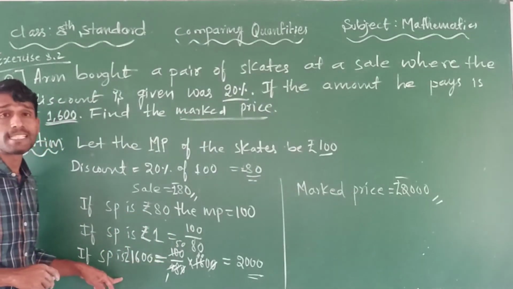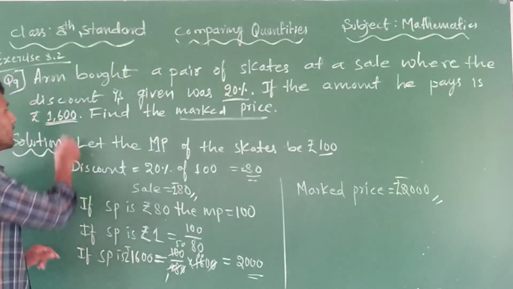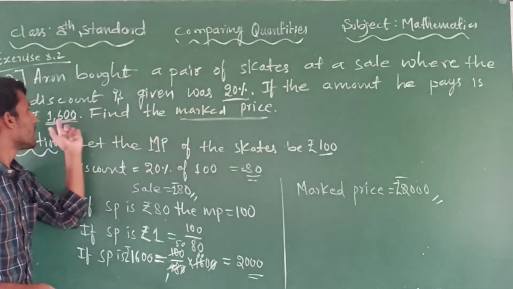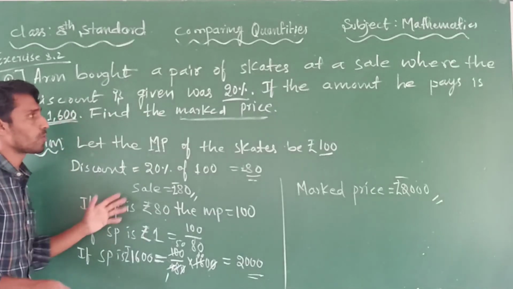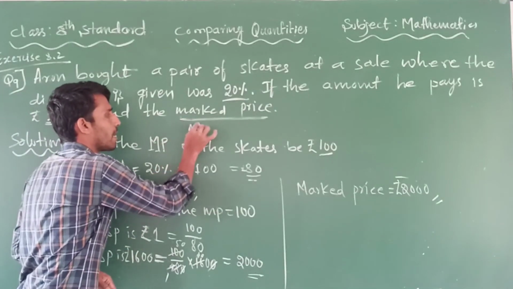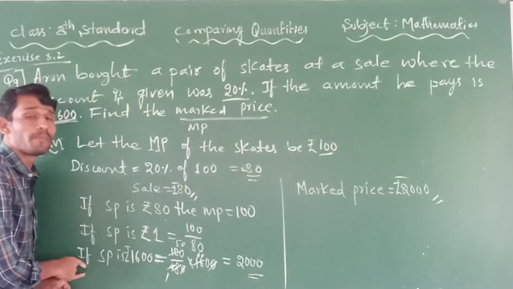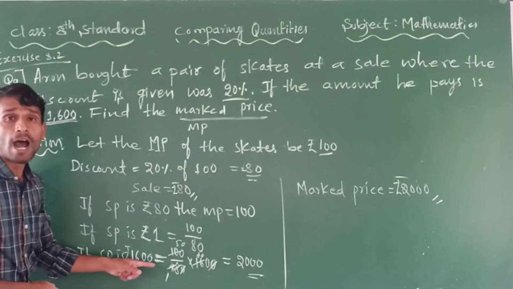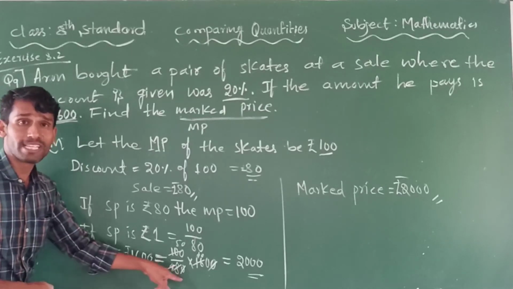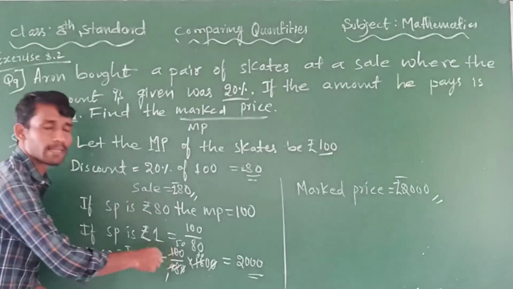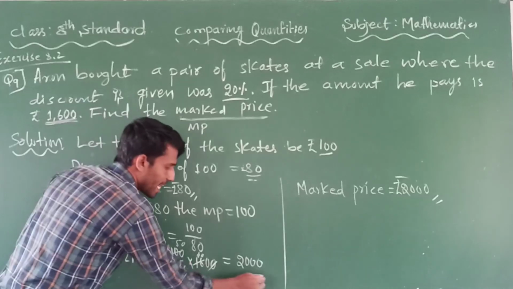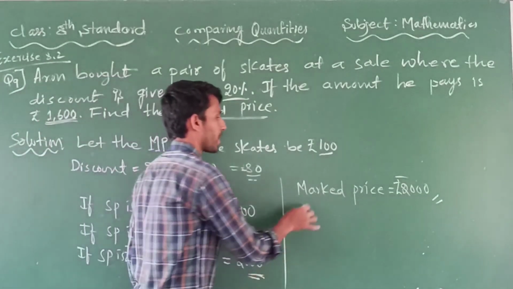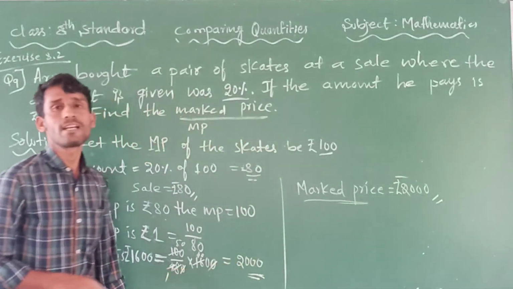Now if selling price is 1600, which is given in this question that we want to pay, we have to find out the MP. Now if SP, selling price, is 1600, then it is 100 by 80 into 1600. We have to cancel. When you cancel, you will get 2000. That is the MP, that is the marked price. Okay, dear student, this is the solution.